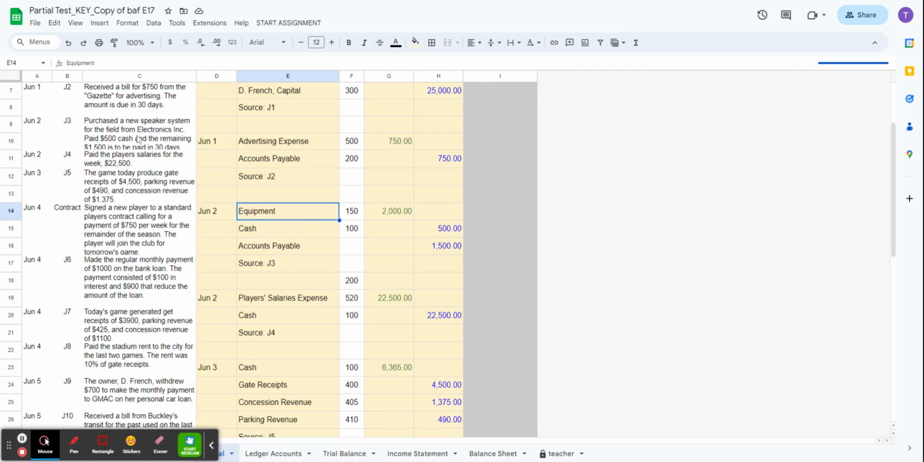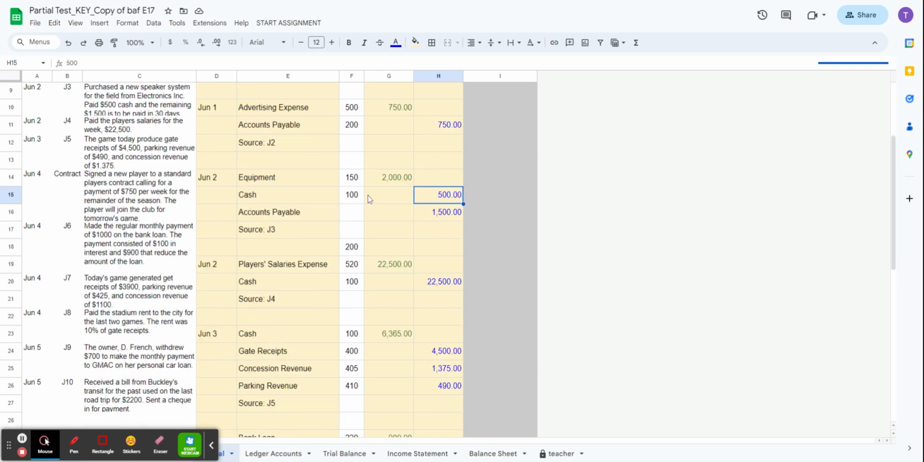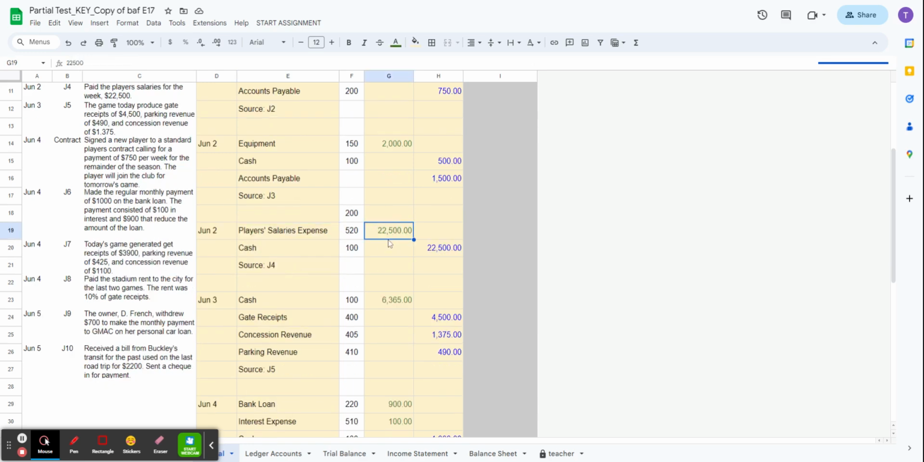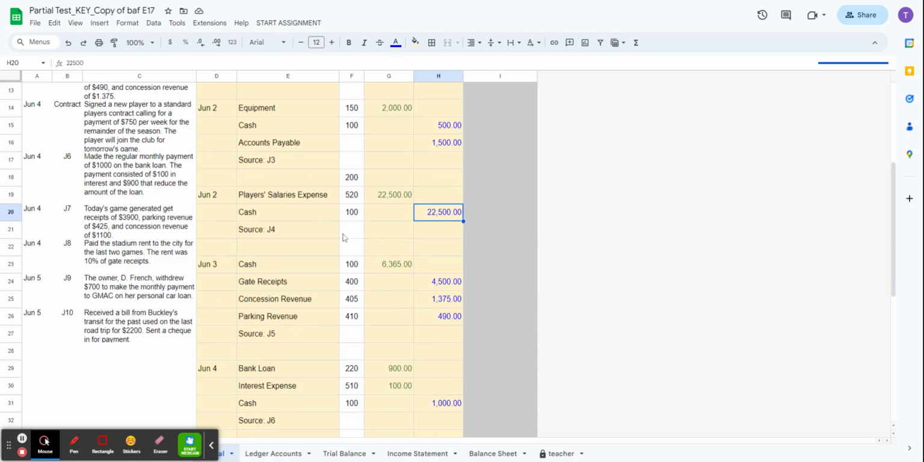Next up, we've got the equipment, right, that we bought using $500 cash and the remaining $1,500 to be paid in 30 days. So we would debit the equipment because we got it and credit both cash and accounts payable because we paid partly in cash and we still owe a partial amount later on. Next up, we have that we paid the player's salary for $22,500, so pretty straightforward. Debit the salary expense, credit the cash because we paid for it.